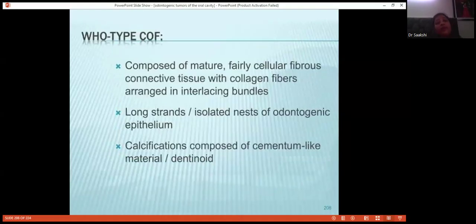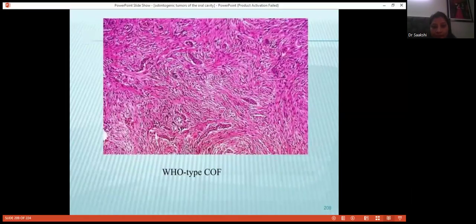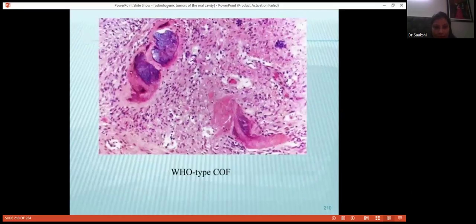What is in the WHO type? It is composed of mature, fairly cellular fibrous connective tissue with collagen fibers which are arranged in interlacing bundles. Now it will show calcification, which is composed of cementum-like material, that is dentin. As you can see, this dentin, the whole cementum-like material is present here.